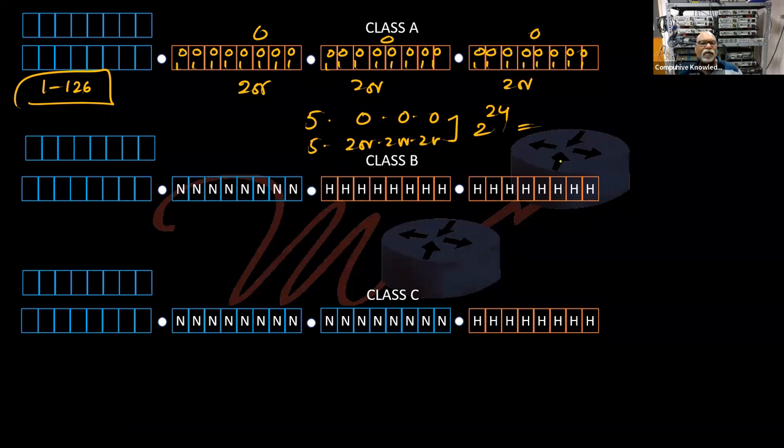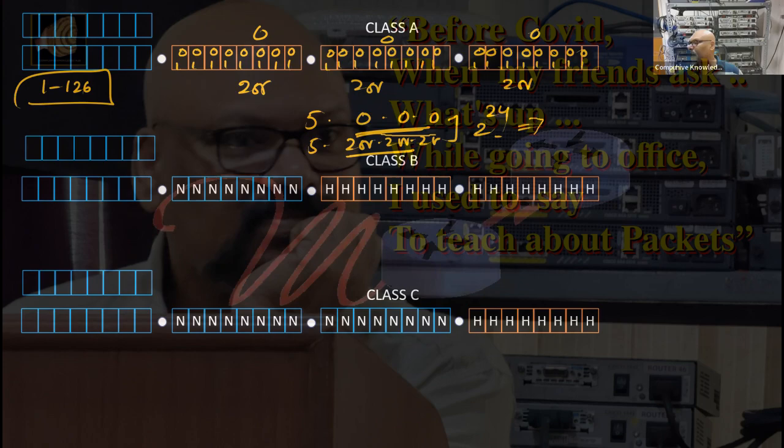176. Suddenly it went out of my brain. 2 power 24, it will come. Just sometimes it's like the number, right? See this, 2 power 24, but in this, the first combination and the last combination are not used for computers, right? So that will be minus 2.